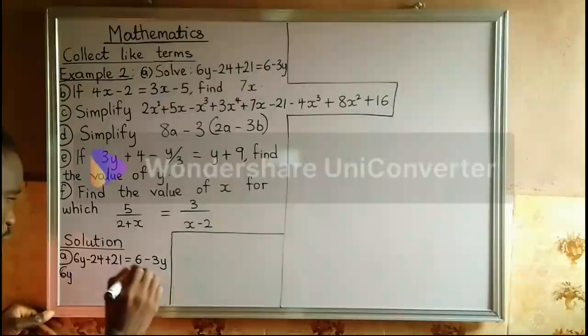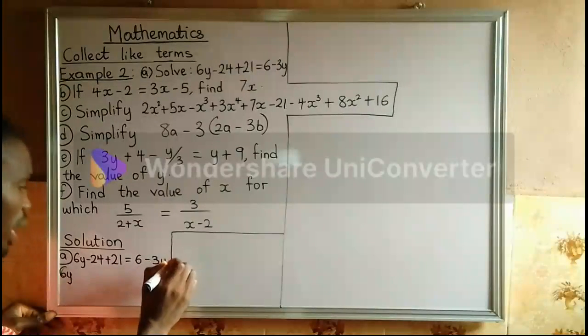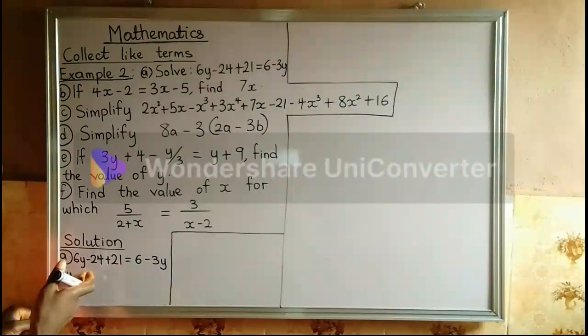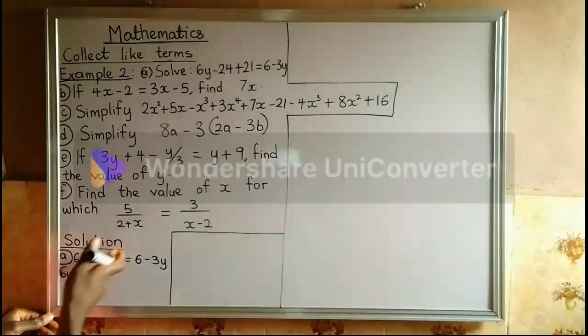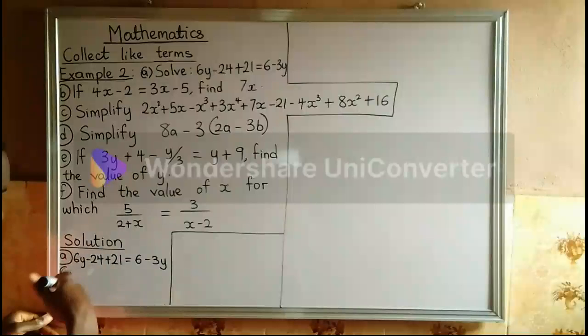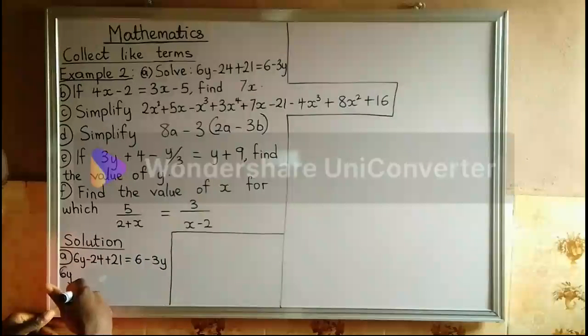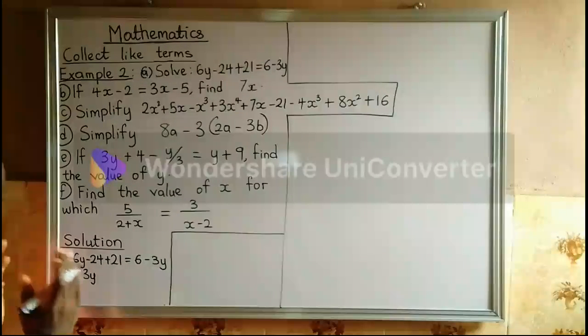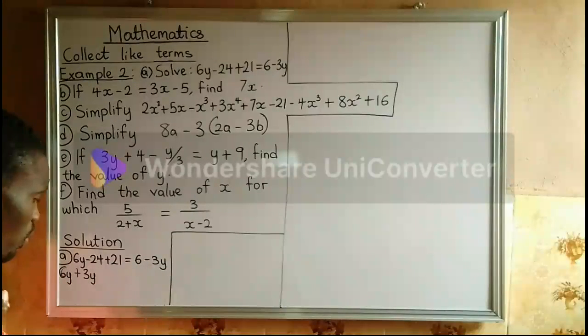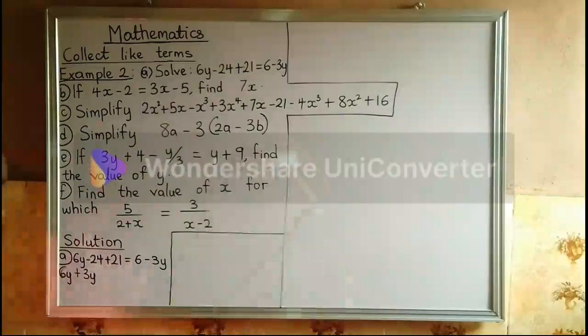Is there any other term that has y? Yes. Minus 3y has y. So you bring it to this side. And remember, when any term crosses the equals to sign in mathematics, the sign changes. So if it was minus, it becomes plus. If it was plus, it becomes minus. So minus 3y will surely give plus 3y. So after all these, there are no other terms here that has the variable y we are looking for in it. So we just make sure every other term is on the other side.